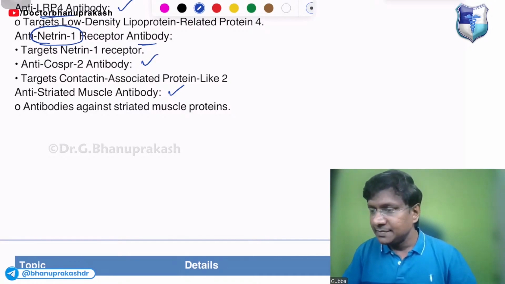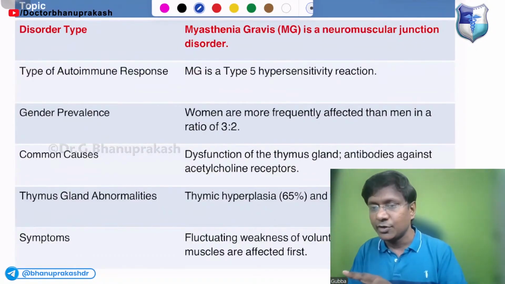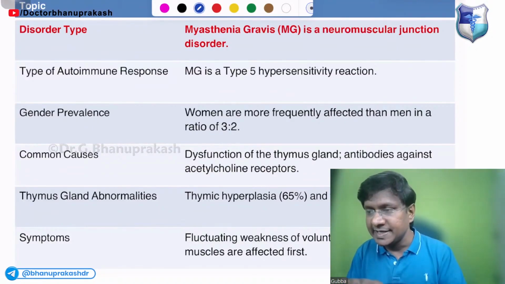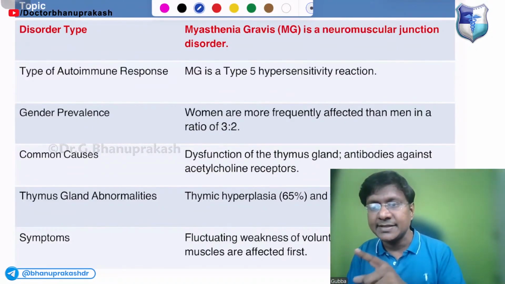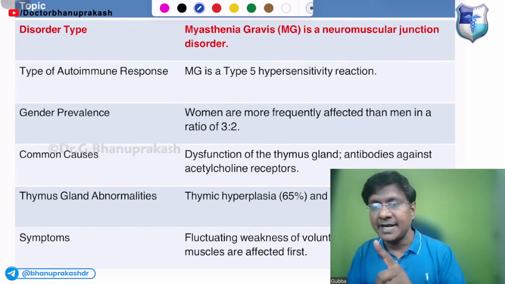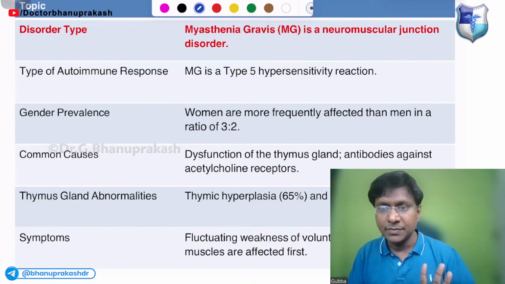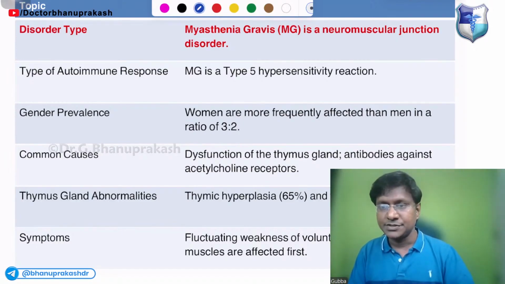Totally 6 antibodies. Out of these 6 antibodies, the most common one is anti-acetylcholine receptor antibody, present in almost 85% of patients. And this anti-acetylcholine receptor antibody will block the alpha subunit of the acetylcholine receptor. Alpha subunit of the acetylcholine receptor. Very, very important question.